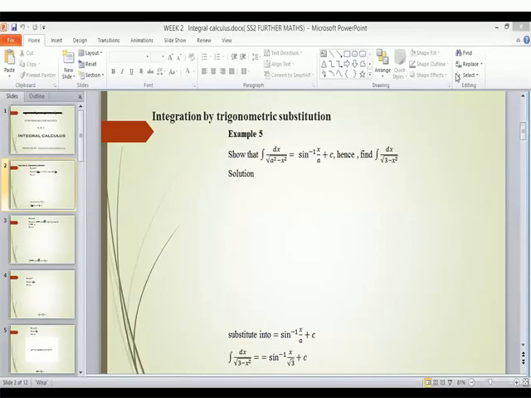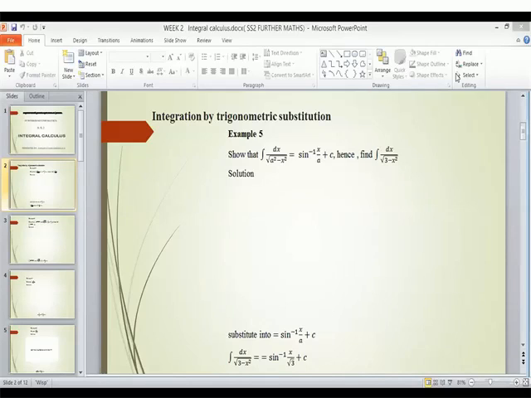When you have something like this, what you simply need to do is use x equals a sine theta. Then, when you are using x equals a sine theta, you make sine theta the subject of the formula. When you make sine theta the subject of the formula, you have sine theta equals x over a. That is, you divide both sides by a. So this is our sine theta.